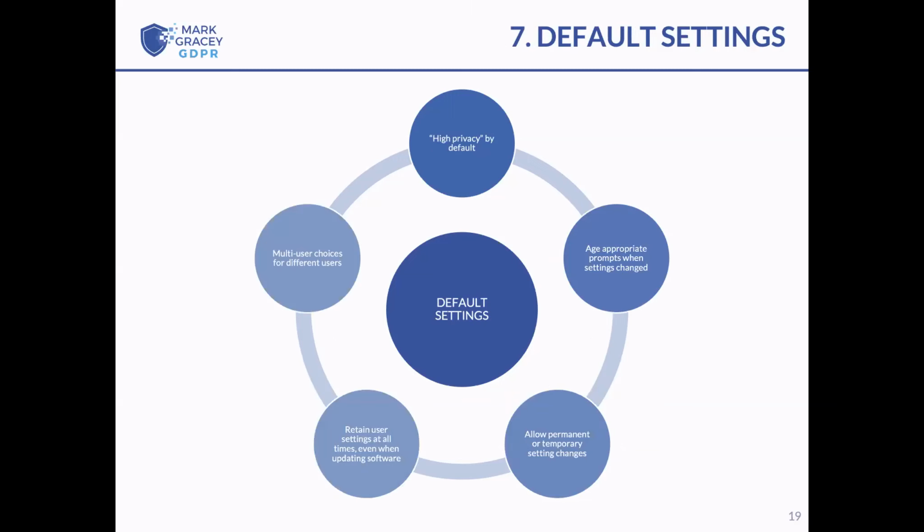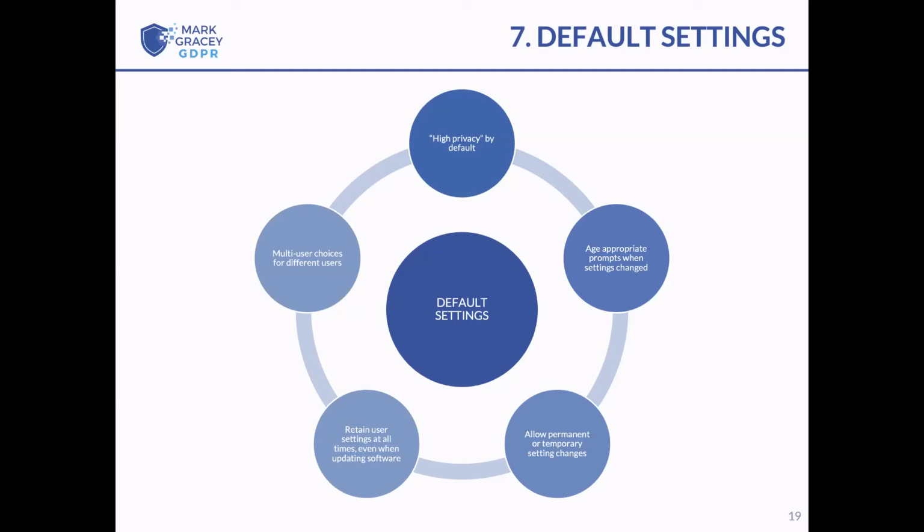Data protection by default is basically the seventh standard. They expect you to have privacy settings set to high privacy by default, meaning that the risk to privacy is low from the outset, but can be configured by the individual user. And that still requires you to give age appropriate prompts when they may change the settings. So you've got a high privacy setting by default, and if the user instigates a change, then you have to pop up, or whatever works best, to explain the implications of what that change might mean.